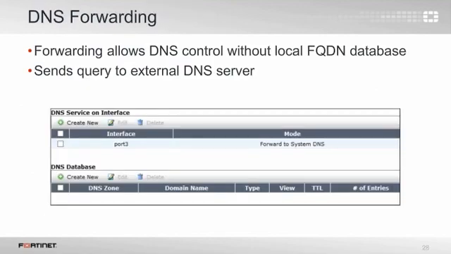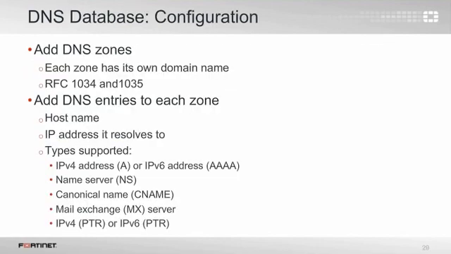If you choose the DNS forwarding option, you can control DNS queries within your own network without having to enter any DNS names in FortiGate's DNS server. If you choose to have your DNS server resolve queries, or you choose a split DNS, you must set up a DNS database on your FortiGate. This defines the host names that FortiGate will resolve queries for. Use the zone file syntax outlined by RFCs 1034 and 1035.